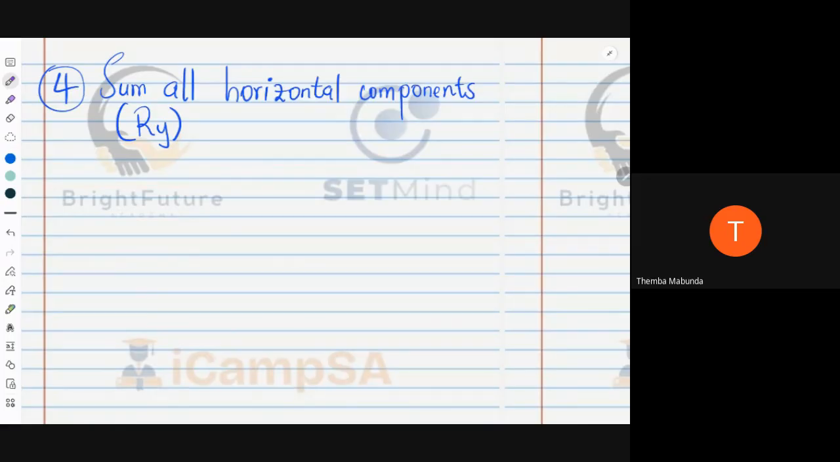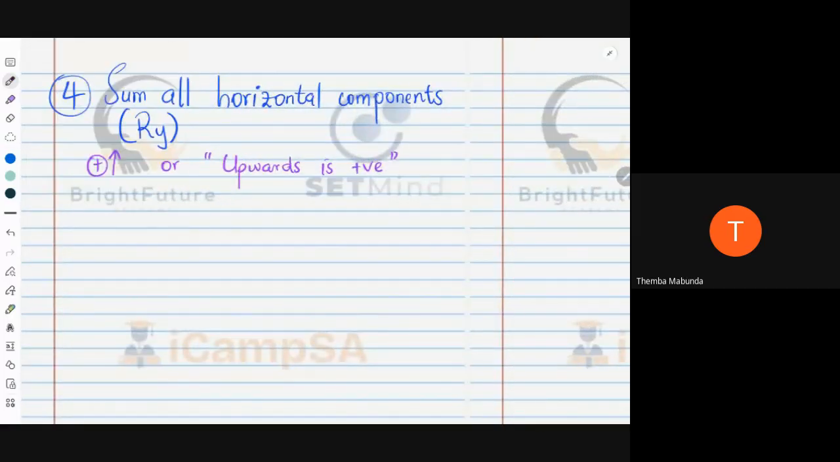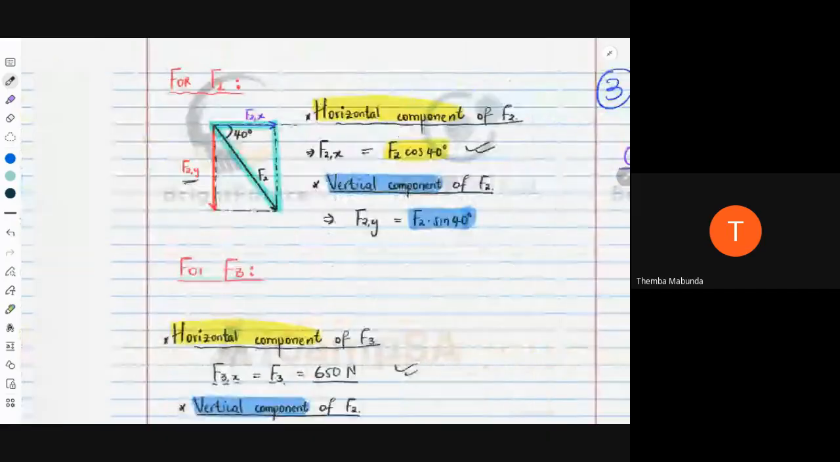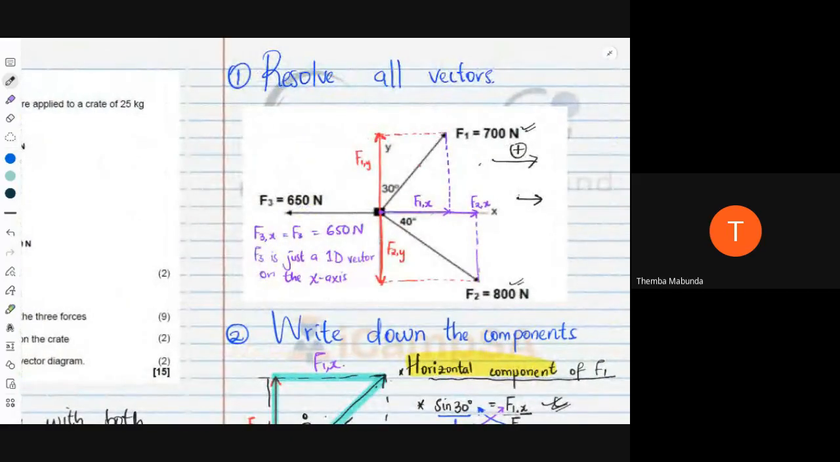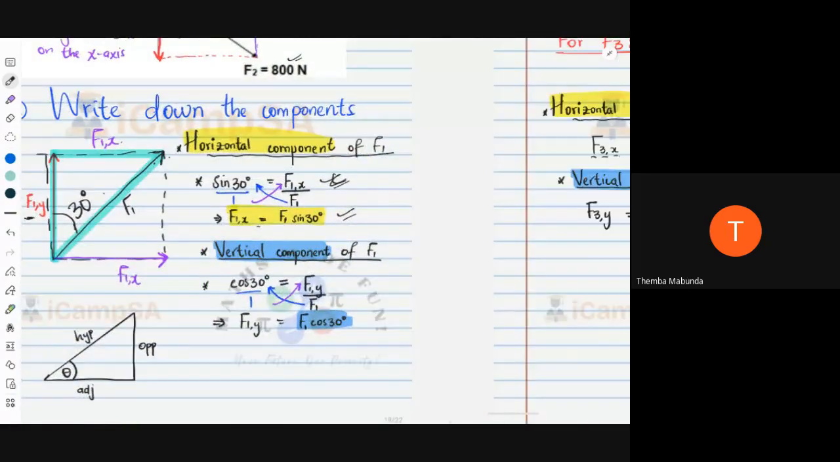So I'll say, because we used words the other time, you can either say up is positive or upwards is positive. Okay, so that's what we do. Now let's go. RY. What is RY now? We're summing all the y components, starting with F1y. What was F1y? It was F1 cos theta.